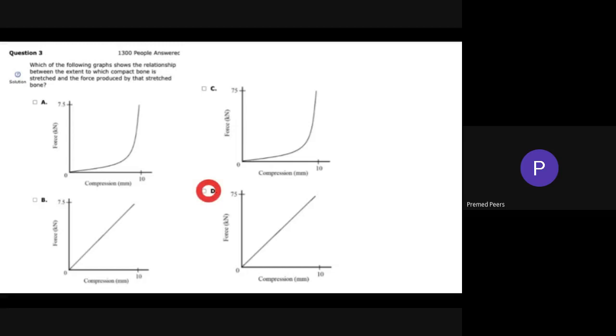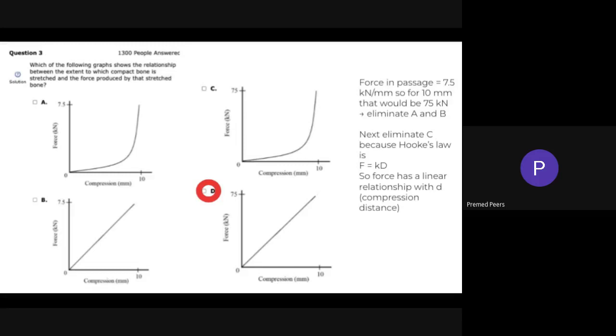So the answer is actually D, and that's fine. Thank you for participating. It's because the force in the passage is told to be 7.5 kilonewtons per millimeter, right? So when you have 10 millimeters on your x-axis over here, you do 7.5 kilonewtons per millimeter times 10 millimeters to get you 75 kilonewtons. So that's why the y-axis should be 75 at the top when you're at 10 millimeters rather than 7.5. So that's how you get rid of A and B. Once you check that, what's left is again the issue of the shape of the curve.